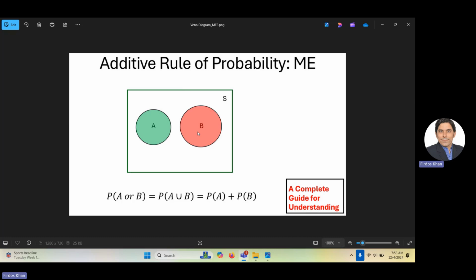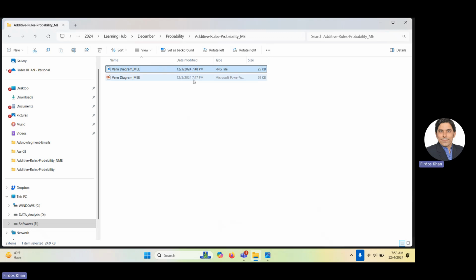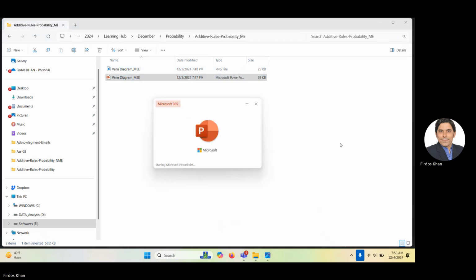And if you want an example from real life, that can be success and failure. In gender, we can say male and female. And if you toss a coin, you can get head or tail, but not both together. These are some of the examples of mutually exclusive events. Now we need to see how we can calculate the probability of this type of events using the additive rule of probability. So let's go and see how we can do this.